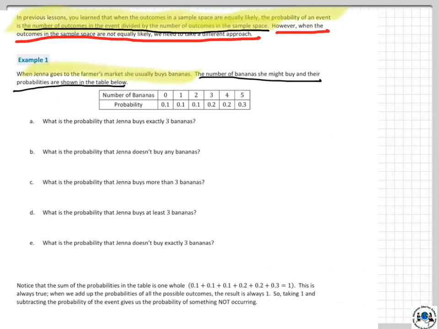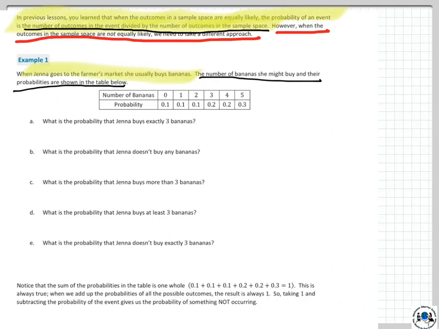Okay, so example 1. When Jenna goes to the farmer's market, she usually buys bananas. The number of bananas she might buy and their probabilities are shown in the table below. This is really a silly example, but you can learn something about how to express probability. I never think of a probability of my getting bananas, or how many bananas I'll get when I go anywhere. Weird. But anyway, let's go with it.